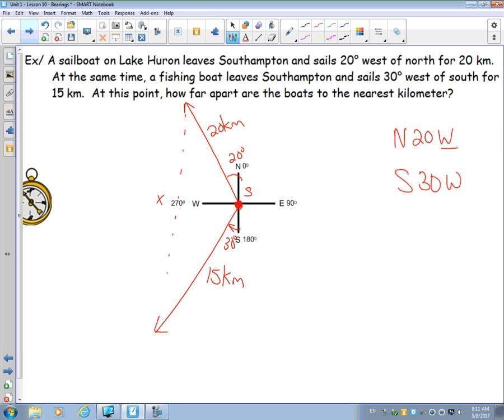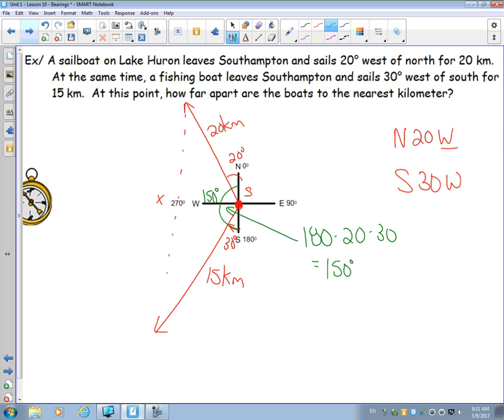So the general idea with these kinds of questions is we want to find the angle between the two boats, or between the two bearings, if you will. And we can find that because we know this whole distance is 180 degrees. It's 180 degrees because north is 0 and 180 is south. So if I have 20 at the top, and I have 30 at the bottom, I can take 180 and subtract the 20 and the 30 and get the bearing in between them of 150 degrees.